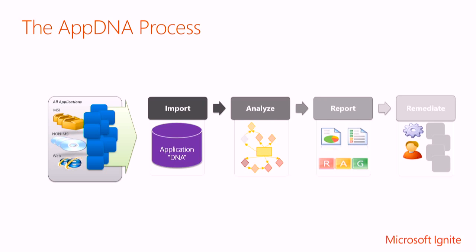After that, we give you a report, which is, again, the green, amber, red, or the traffic light system, and that gives you a little bit of direction on where to go with your applications. And then after that, we'll take those reports, and they'll have some remediation information on how to fix that.